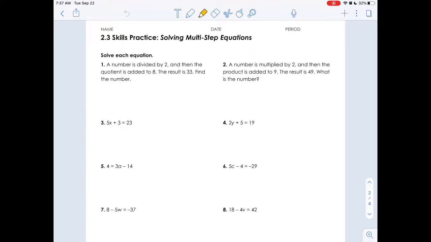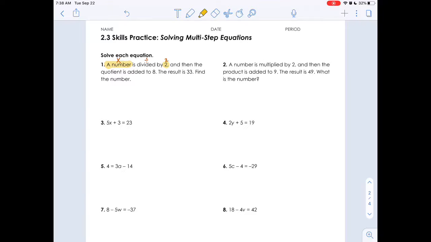It says a number is divided by 2, and then the quotient is added to 8. The result is 33. Find the number. So the first thing we need to do here is set up an equation to be able to solve for the number. So it starts off by saying a number. We're just going to use a variable there. We could use x. It's being divided by 2.